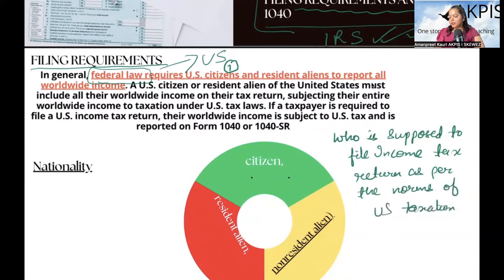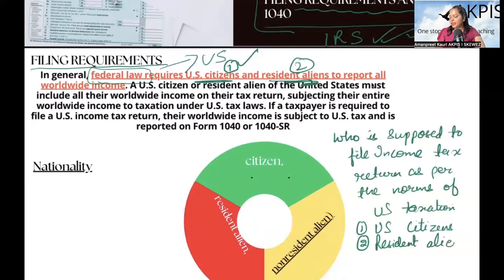The first one, as we have discussed here, is US citizens. And the second one is resident aliens. We'll discuss all these concepts one by one so that you won't confront any kind of problems. So the person who is supposed to comply with the filing requirements of US taxation is, first, a citizen of America, and second, a resident alien.